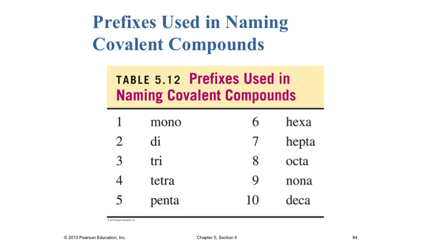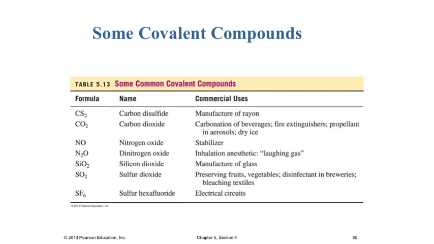So here are the prefixes that we use when we're naming covalent compounds. The rule with mono is that you can only use mono for the second nonmetal. You do not use mono for the first nonmetal. Here's an example when you do not use mono for the first nonmetal. So for instance, we have carbon disulfide. As you can see, we do not put mono in front of the carbon.